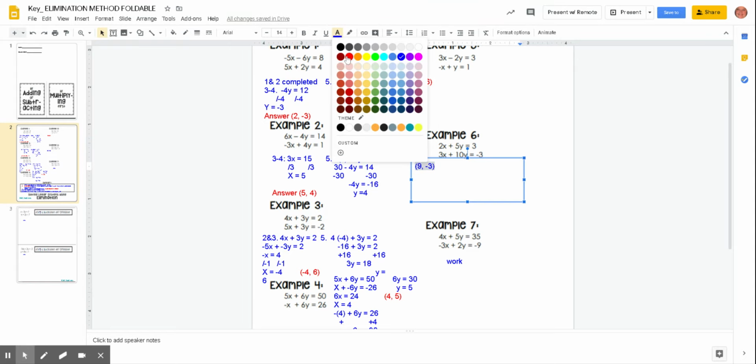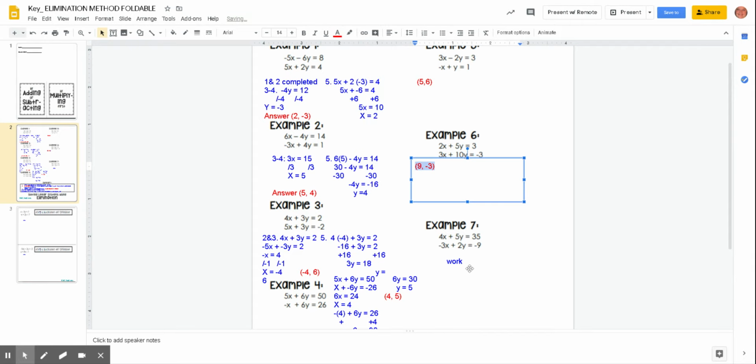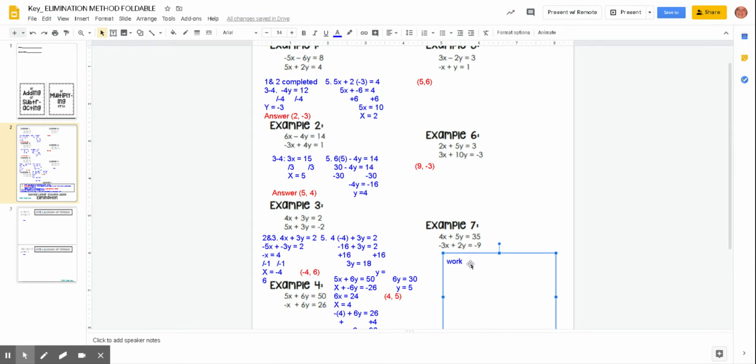Again, I'll leave that as one of the problems that you can do on your own to check and make sure you understand the work.